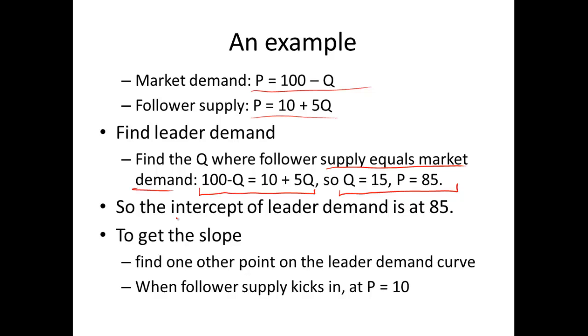Now how do we get the slope of the leader demand curve, DL? Well, we need to find one other point on the demand curve. How about if we check out where follower supply first kicks in, at a price equal to 10? Well, a picture will make it easier, I think, to see all this, so let's make one.